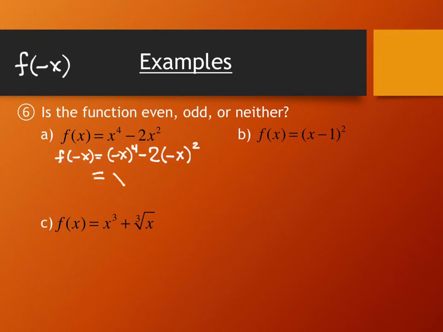So this is still just x to the 4th because it happened 4 times. What about this negative in here twice? Also a positive. So the negative 2 at the front stays the same right there, and this negative x squared is just x squared. So compare x to the 4th minus 2x squared to the original x to the 4th minus 2x squared, and what do you see? It's the same. It's exactly the same. Nothing changed. It's even. So this one right here is exactly the same as what I started with, and that's my definition, like you just said, for even.